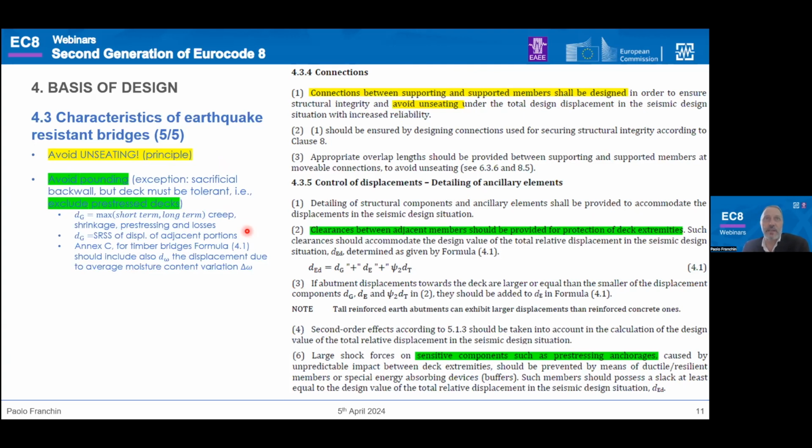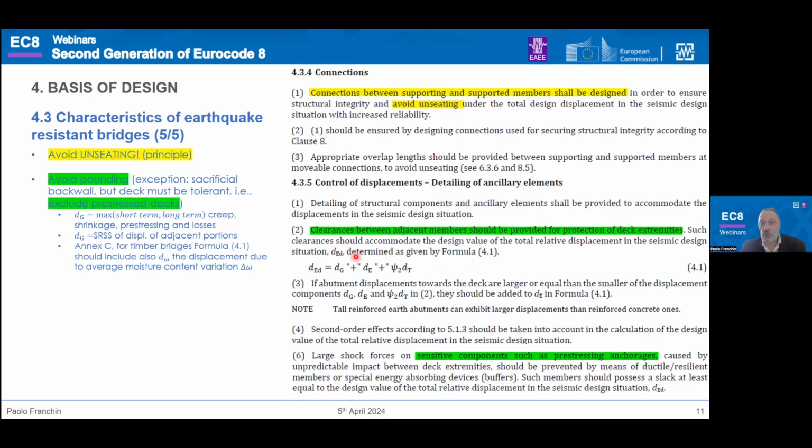We can have pounding and contact, for instance, when we have a sacrificial back wall, but this cannot be done in all cases because the deck must be tolerant also to this pounding, and so must sensitive components such as pre-stressing anchorages. So if the deck is a pre-stressed concrete deck and you have anchorages at the beam head, well, in that case, you should take care to avoid contact, and so that excludes the use of a sacrificial back wall.